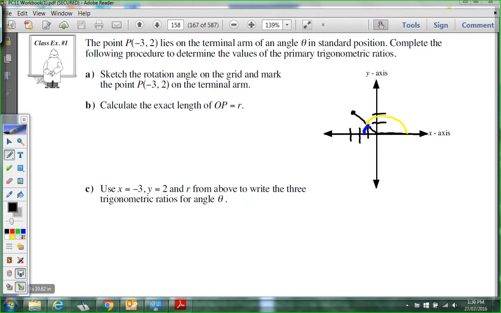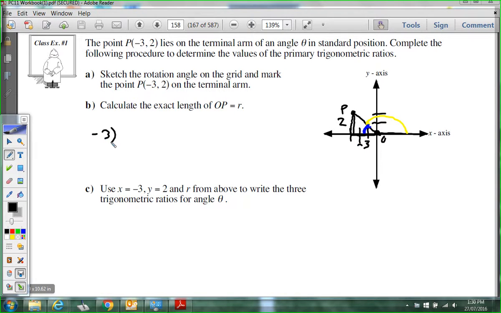So once we calculate the exact length of OP, so OP is from the center to the end point. So it wants me to find the diagonal. If you're saying, well, I don't see a diagonal, what are you talking about? Well, don't forget, we look at these as triangles. So here, that's 2, that's -3. So we're going to use the Pythagorean theorem to figure out what OP is.